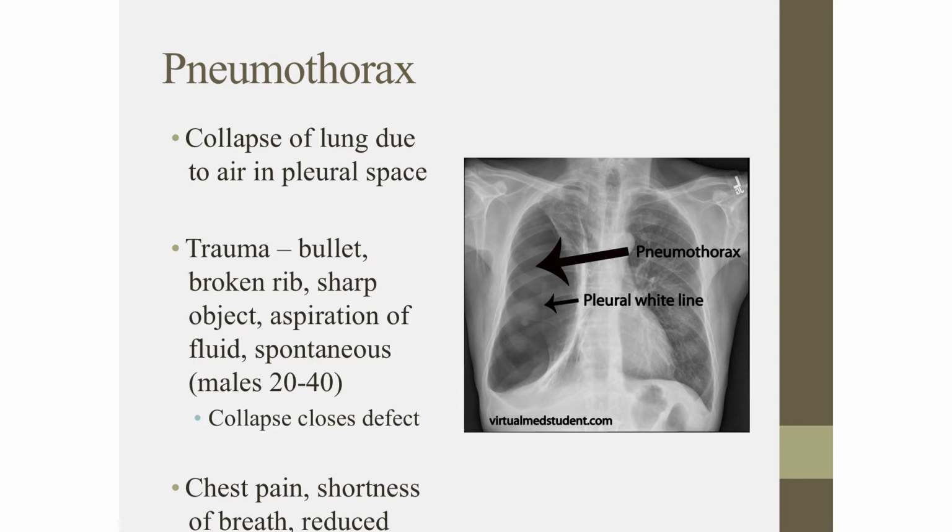All right, so we'll start out with pneumo. So pneumo is lung, and thorax is referring to the thoracic cavity. And the thoracic cavity is everything essentially above the diaphragm. So this is when we have some sort of alteration to the pressure gradients involving the lungs and the pleura.